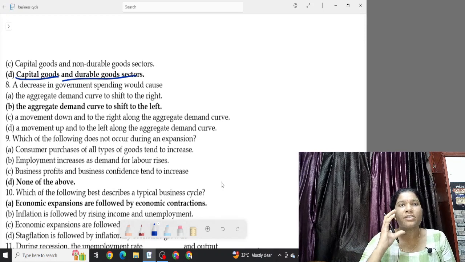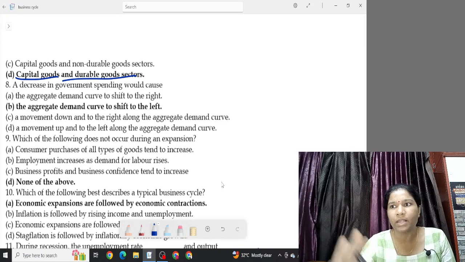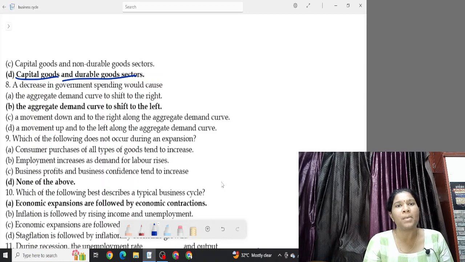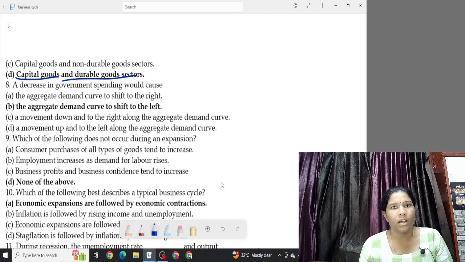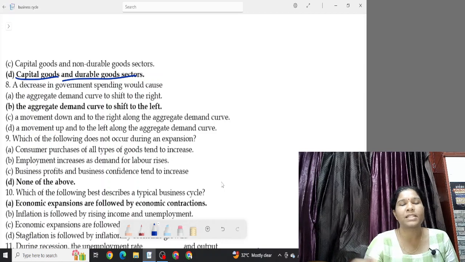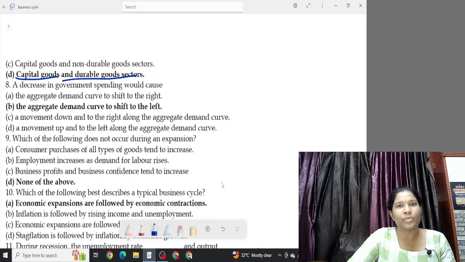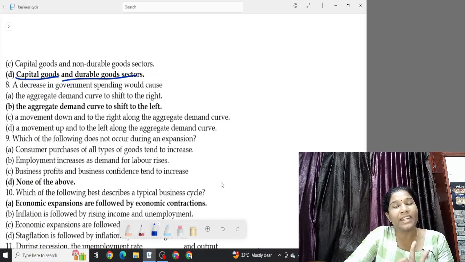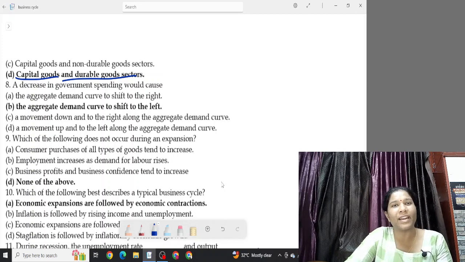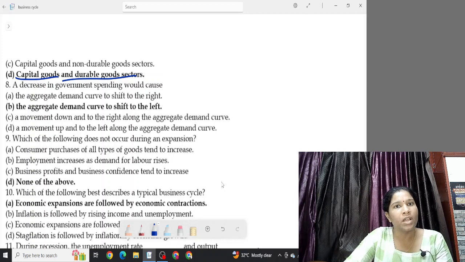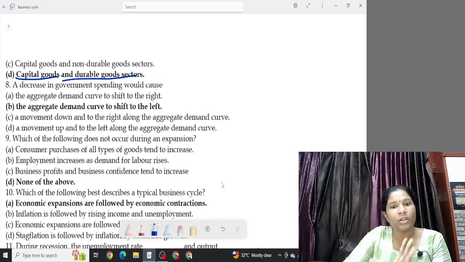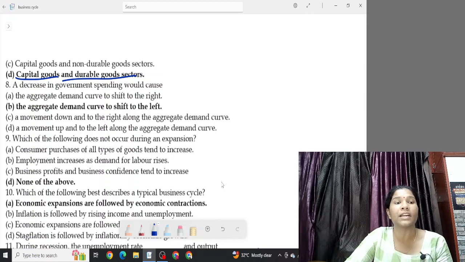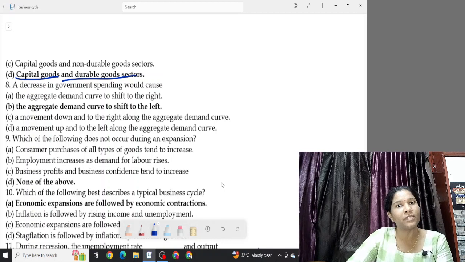The sector that is most closely associated with the business cycle. Whenever the business cycle changes, this sector is going to get affected so much, whether positively or negatively. That is the capital and durable sector. I've told you the explanation: whenever good times come, we will increase the consumption of a car, jewelry, or any other comfort and luxury item. So whenever good times happen, the purchase of capital goods and durable goods like fridge, washing machine, dishwasher will go up.